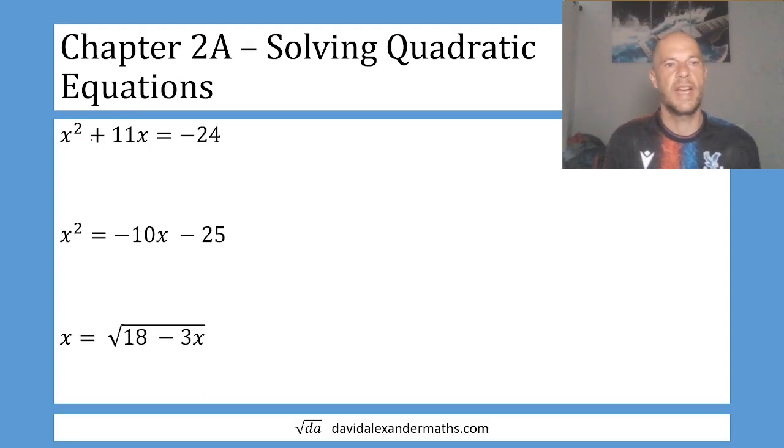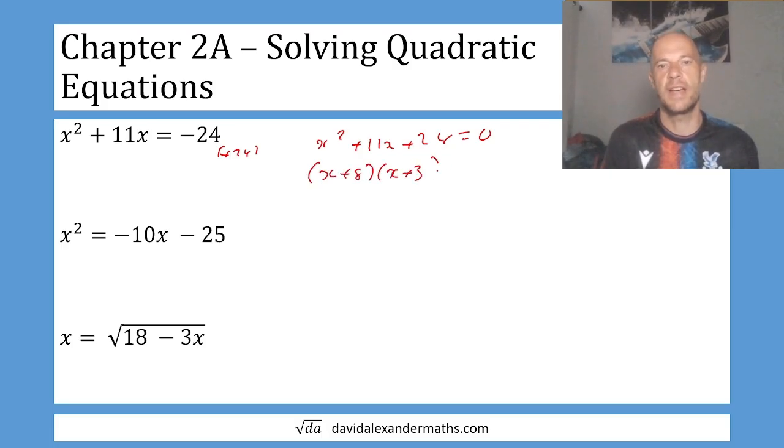Okay, so here we've got a quadratic equation, but it doesn't equal 0. So what I need to do first of all is make it equal 0. So I'm going to add 24 to both sides. Therefore I'll get x² + 11x + 24 = 0. I'm looking for factors of 24 that give me 11. That's 8 and 3. So (x + 8)(x + 3), and if that equals 0, then our solutions are minus 8 and minus 3.